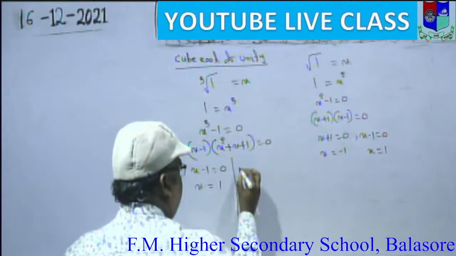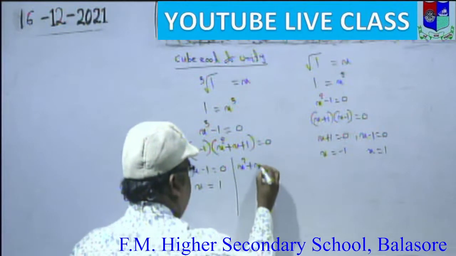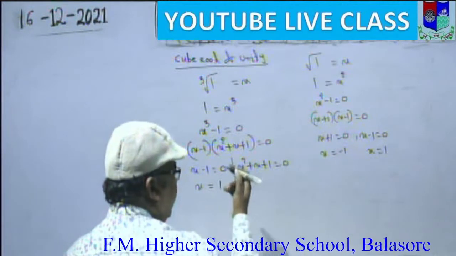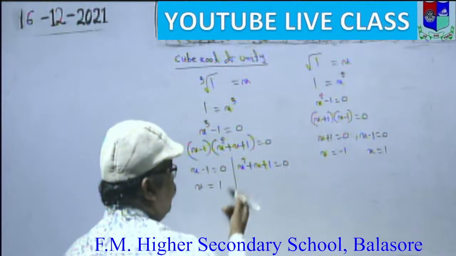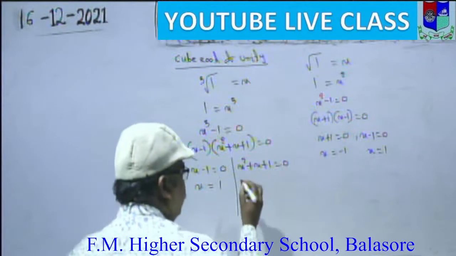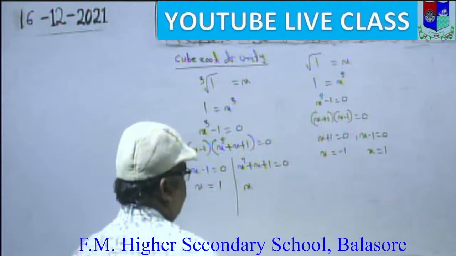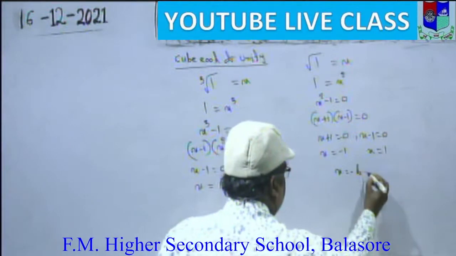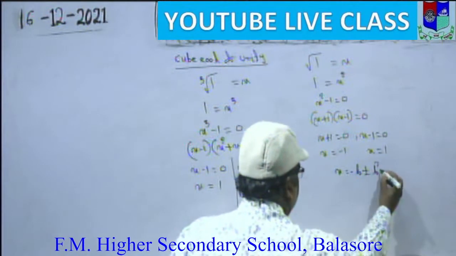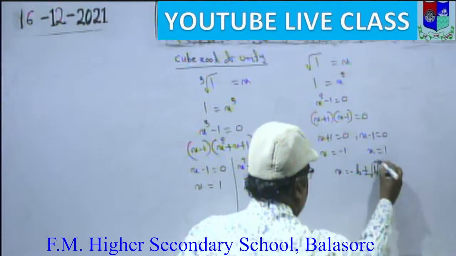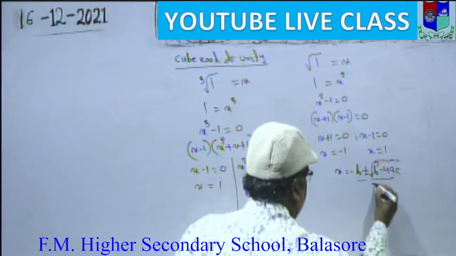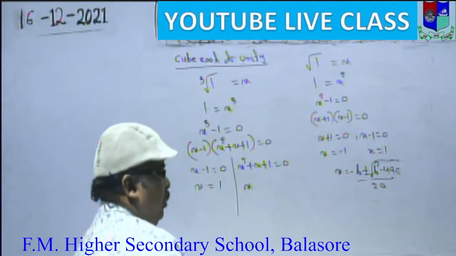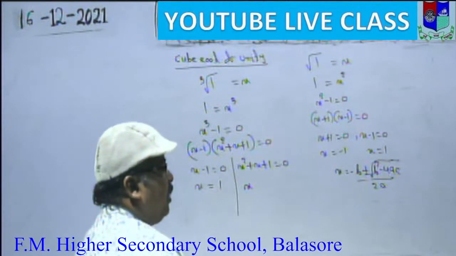Again, x square plus x plus 1 equal to 0. So how can we find root of this quadratic equation? We use the formula x equal to minus b plus or minus square root of b square minus 4ac, divided by 2a. This is the formula to find out the root of a quadratic equation.